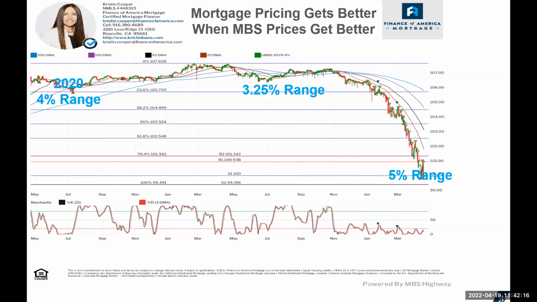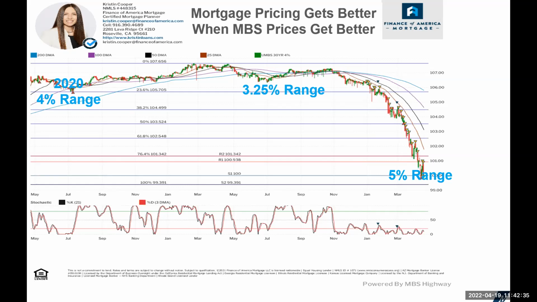What you're looking at here is the top of the chart. When the market line is up top, that means interest rates are lower. When we see it down here, that means mortgage interest rates are higher. So you can see they just plummeted.